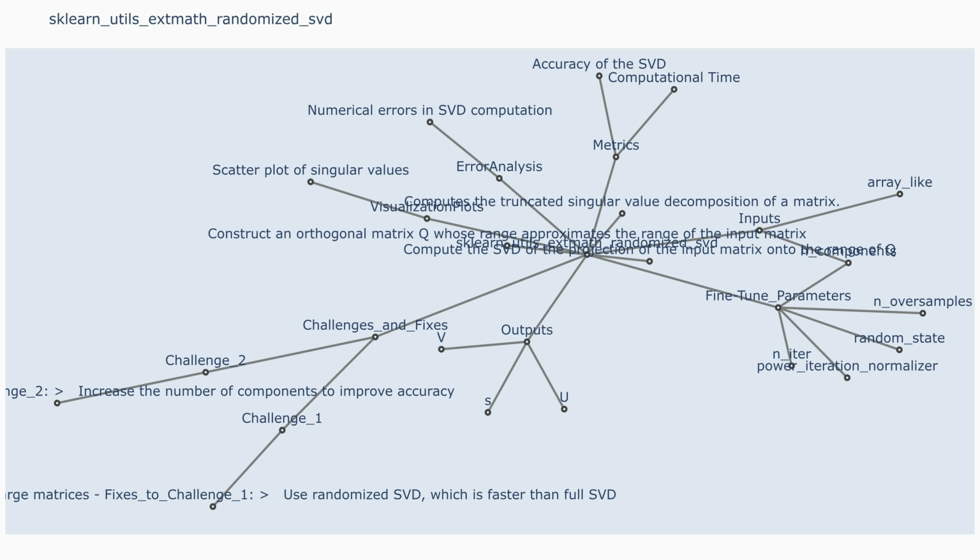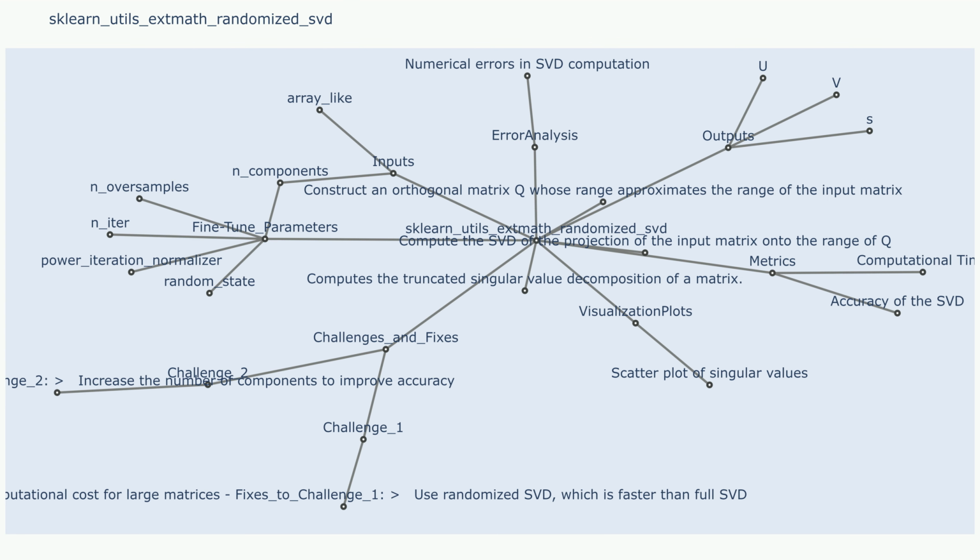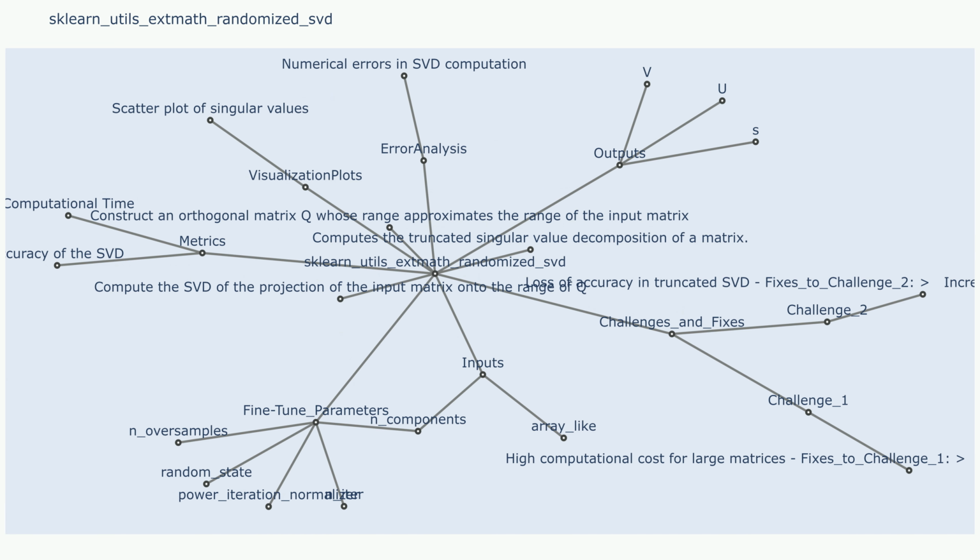sklearn.utils.extmath.randomized_svd. Description: a randomized algorithm for computing the singular value decomposition (SVD) of a matrix. This algorithm is faster than the standard SVD algorithm for large matrices, especially when only a few singular values and vectors are needed. Inputs: X, the input matrix for which the SVD is to be computed.